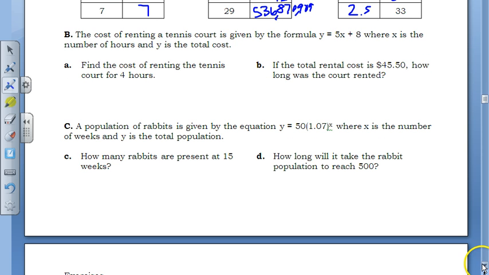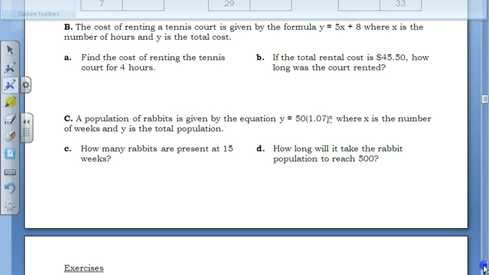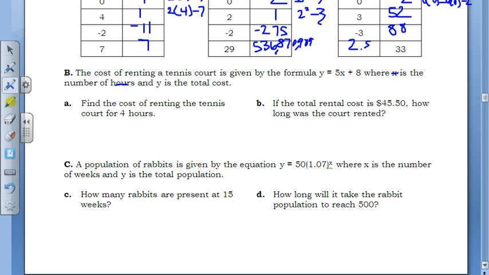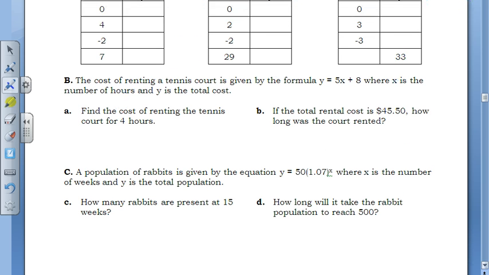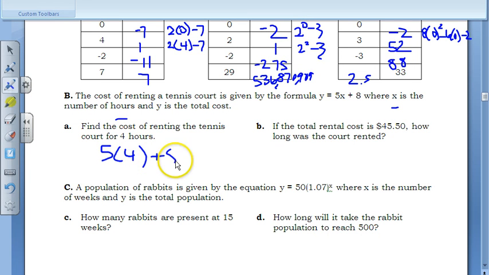The next one is example B, says that we're going to rent a tennis court, and here's the formula that shows, based on how many hours we rent it, what the cost will be. Find the cost for renting for 4 hours. So this is a valuable piece of information. X is the number of hours. So if X is the number of hours, and then I substitute 4 into my equation, and 4 will go in for the x. So this will be 5 times 4 plus 8. It'll cost $28.